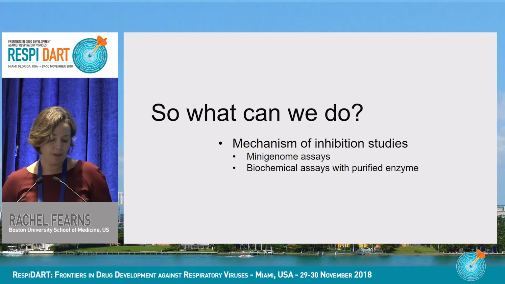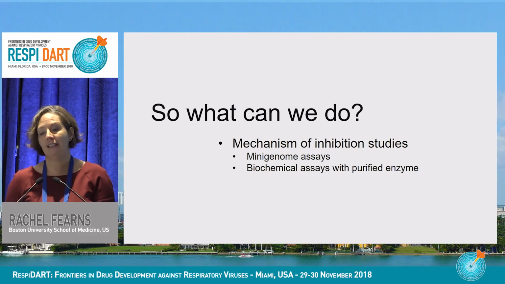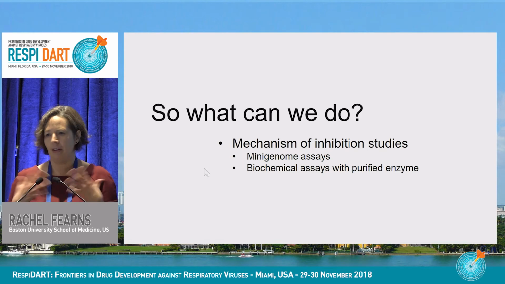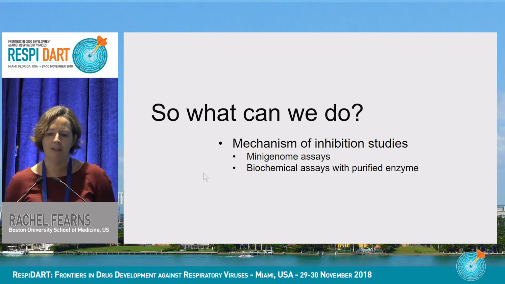So there are ways that people can screen for inhibitors. For example, there is a cell-based replicon system for RSV. And if there are hits in that system, then that's a strong indication that the compound is inhibiting some part of the RSV transcription replication machinery. And with that information in hand, we can then go on and apply a combination of cell-based assays, which we call mini-genome assays, and then biochemical assays with a purified enzyme to study the mechanism of inhibition.